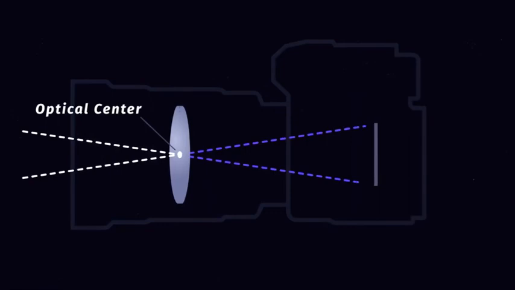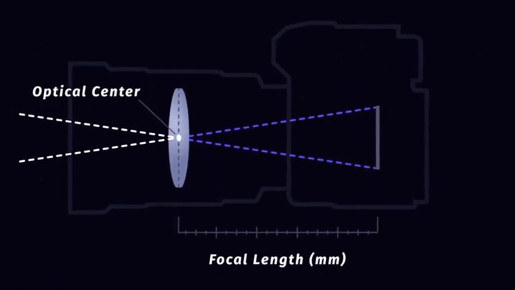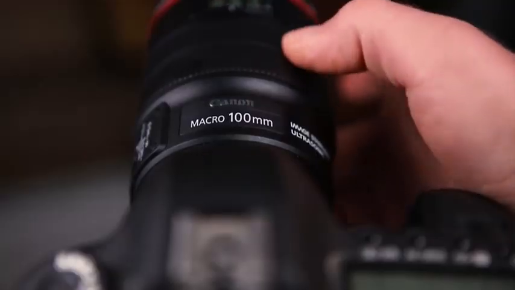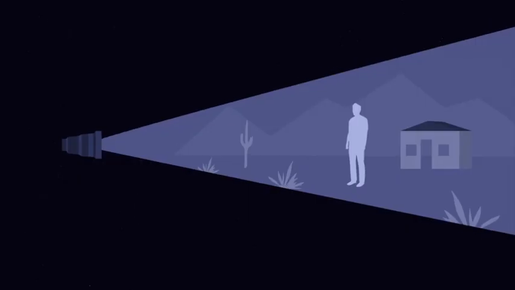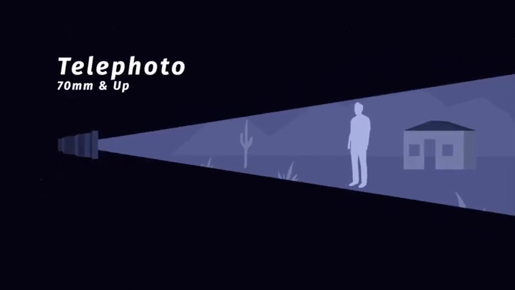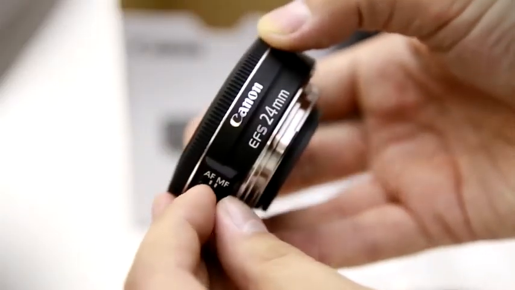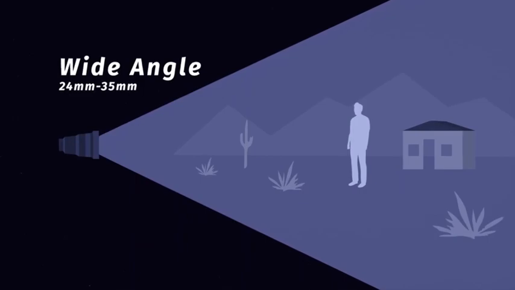Now, focal length is simply the distance between the optical center of a lens to the image sensor. The longer the focal length, such as 100mm, the more narrow your angle of view is. The shorter the focal length, such as 24mm, the wider your angle of view.